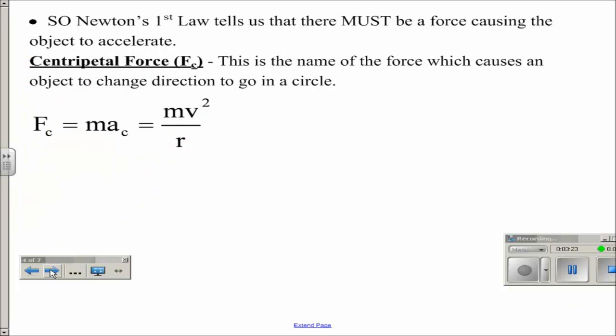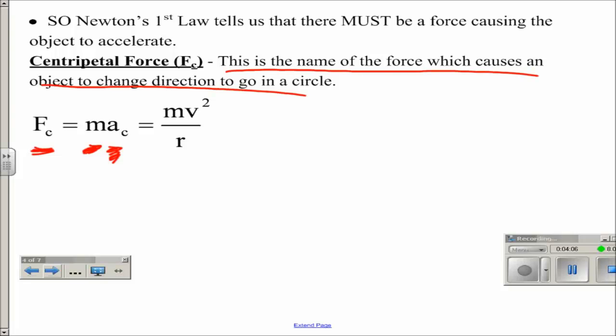So there you go. All right, so Newton's first law tells us that there must be a force causing the object to accelerate, right? Remember, we're going in a circle, we're changing direction, the velocity is changing, so we're accelerating. That requires a force, okay? And the name of the force that causes something to go in a circle is centripetal force. Centripetal force is the name of the force that causes an object to change direction so that it can go in a circle. And so the equation should look fairly obvious, right? It's mass times acceleration. Centripetal force is the mass times the centripetal acceleration you want, okay?